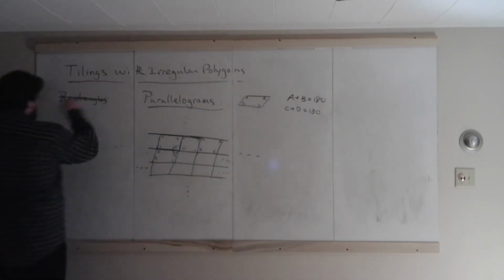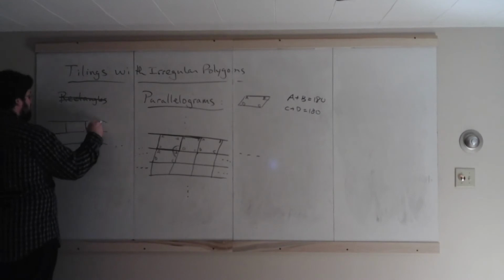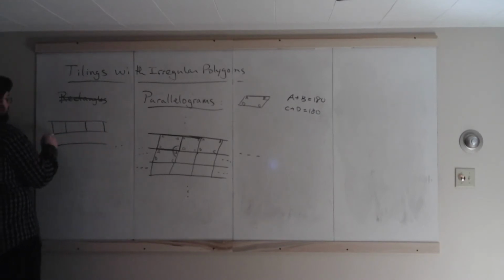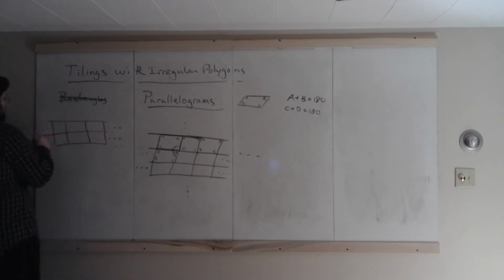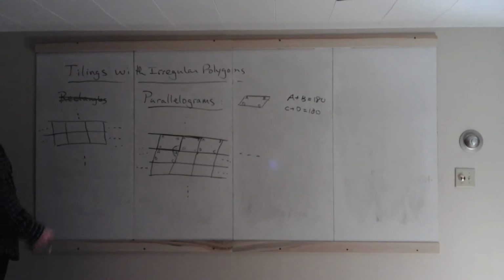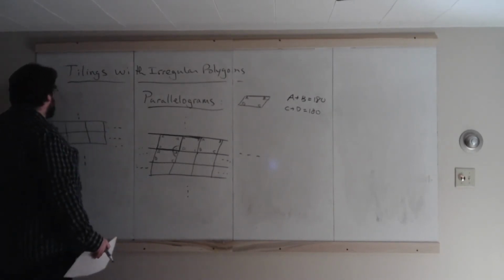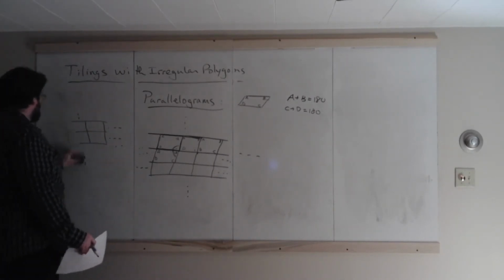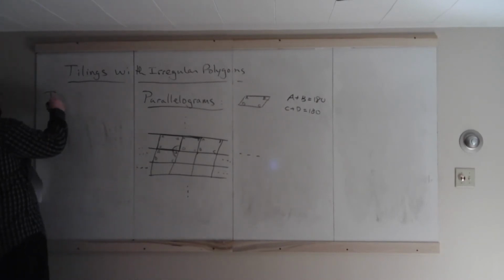So with rectangles, it would look pretty much the same, except they'd be straight lines instead of slanted lines. I pretend those rectangles are all the same size. A rectangle is just a special case of a parallelogram where all the angles are right. What about triangles?